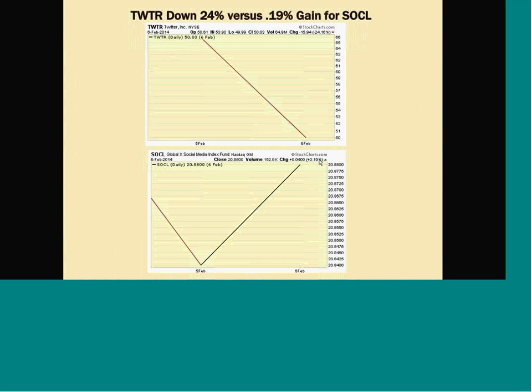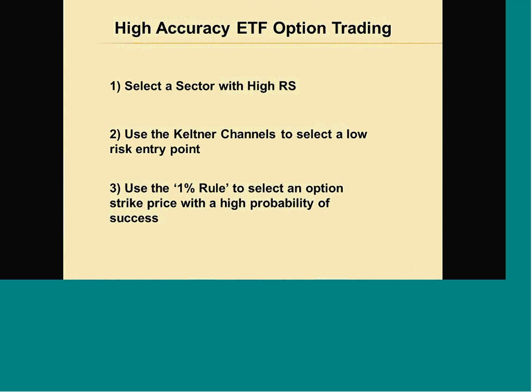So now let's take a look at how we can trade options on these sectors. And I've been using a 3-step process to select these ETF options, and it's worked out very well over the years. And it's a very simple process. We want to select a sector with a high relative strength if we're looking to take a long position. And then the second step is we want to use the Keltner channels to select a low-risk entry point to purchase that option. And then step 3 is we want to use what I call the 1% rule to select the option strike price with a high probability of success. And I'll show you how to do that here in a minute.